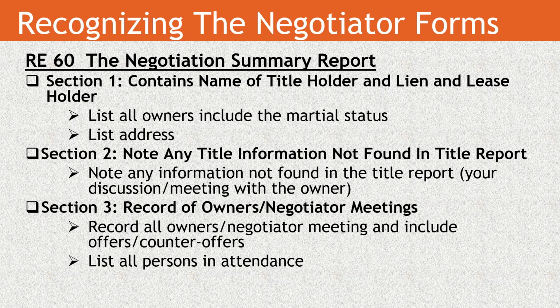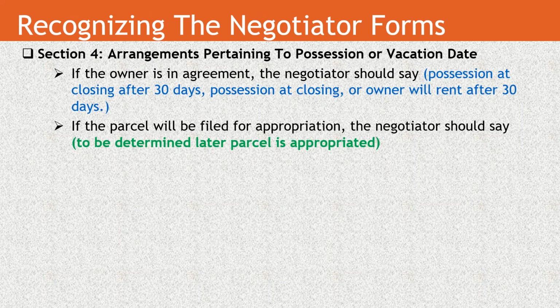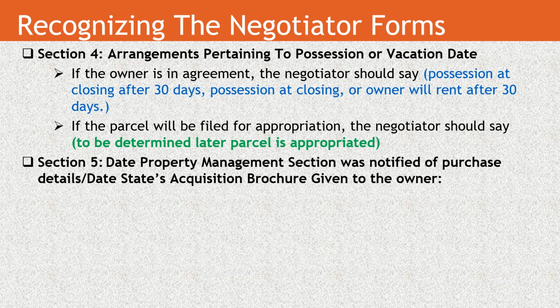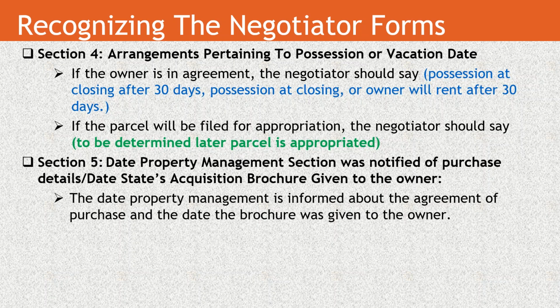The record of owners and negotiator meetings. This is where we're looking at all the owners' negotiator meetings, including the offer letter and any type of counter offers that would be in place for appropriation. Section 5 lets them know about any other types of agreements that need to be informed.